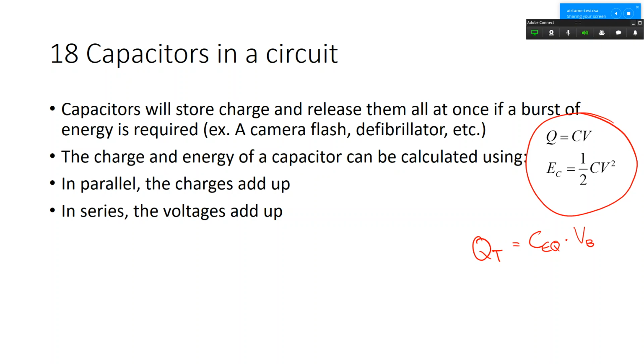What we need to remember, though, is that charges add up when they're in parallel. So if I have two capacitors like this, those two charges are going to add up, versus if I had this, my charges do not add up. It's the same charge for both of them. So here you can say Q total is equal to Q1 plus Q2, and here you can say that Q total is equal to Q1 is equal to Q2.